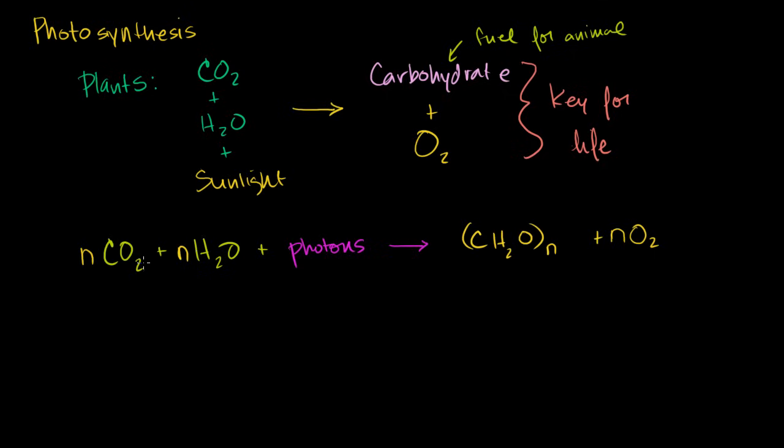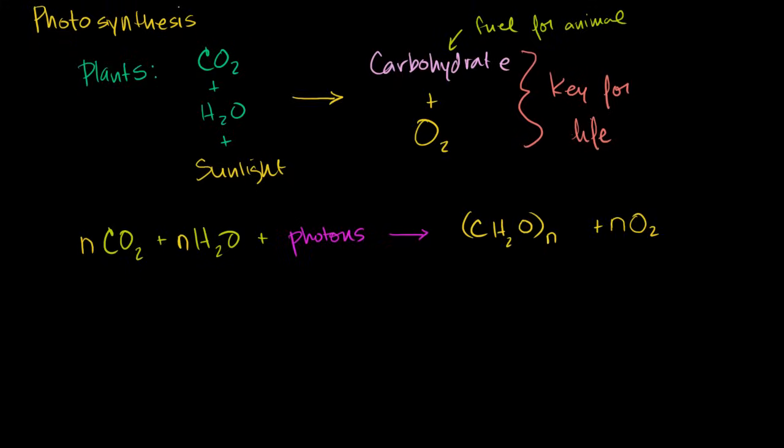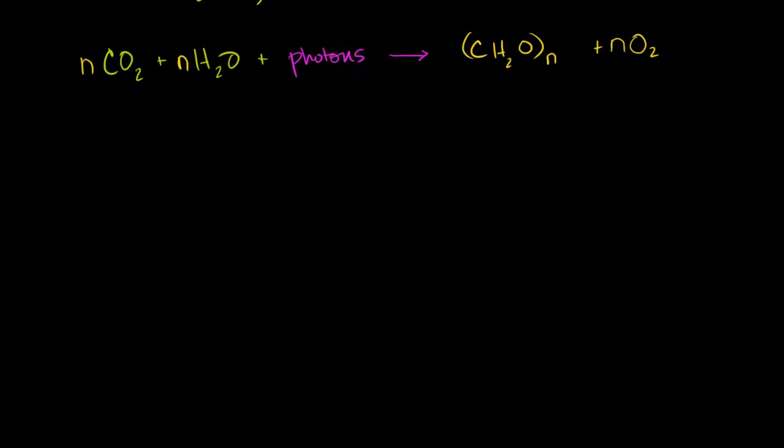So this is a 30,000 foot view of what's going on in photosynthesis. But when you dig a little deeper, you'll see that this doesn't happen directly, that this happens through a bunch of steps that eventually get us to the carbohydrate. So in general, we can break down photosynthesis. We'll delve deeper in future videos, but I want to give you the overview first, into two stages. We can call one the light reactions.